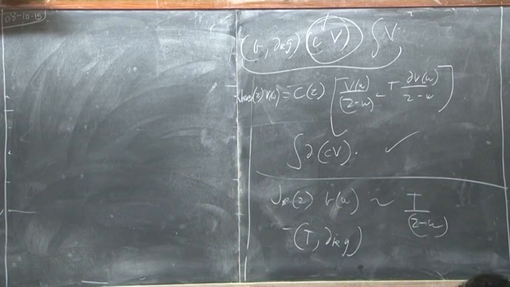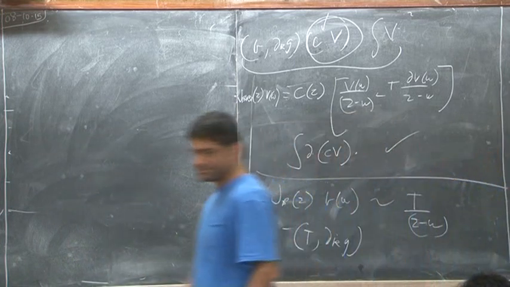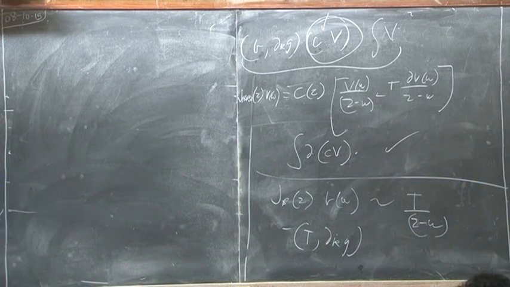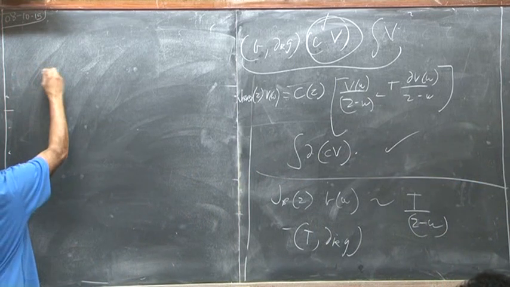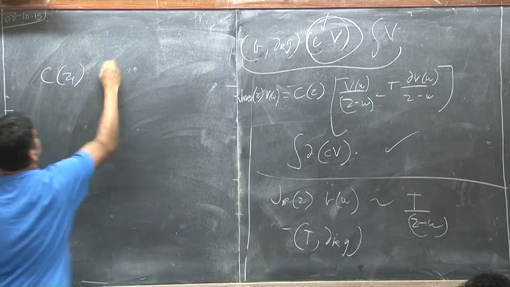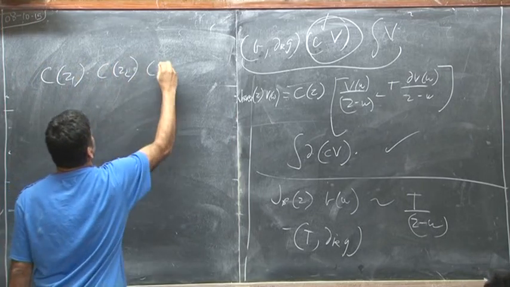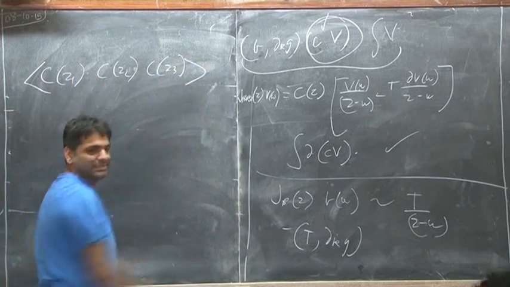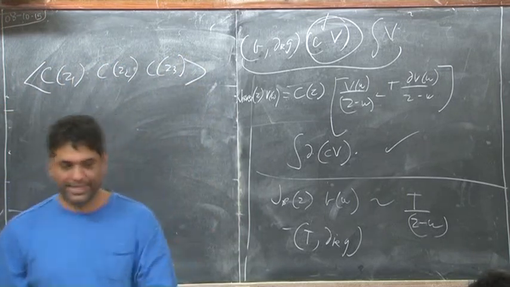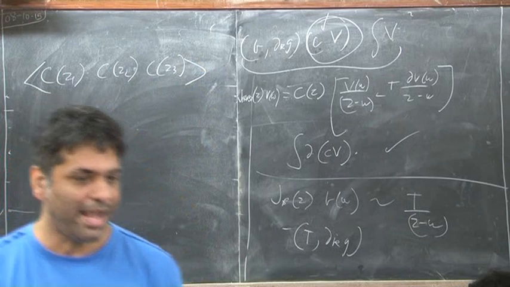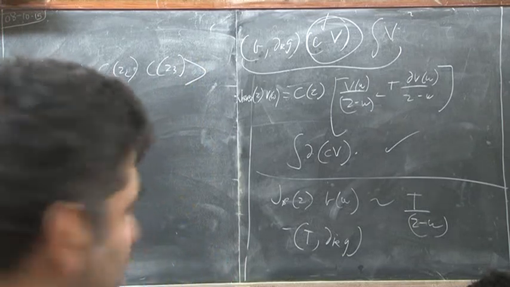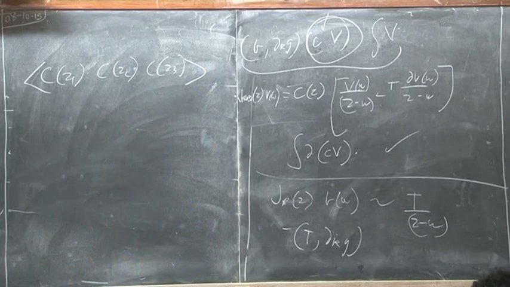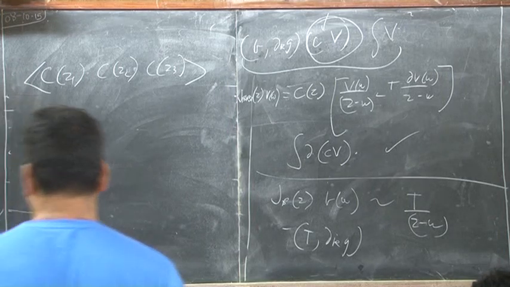So let's deal with the C insertions first. What I'm going to ask is the following. I have C of Z1, C of Z2, C of Z3, with similar insertions of C bar, which we'll let wait. And I want to know what the answer to this expectation value is.